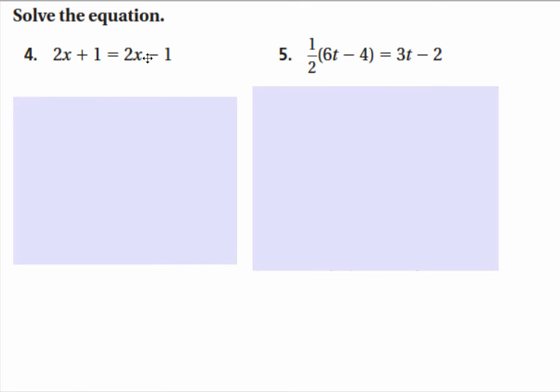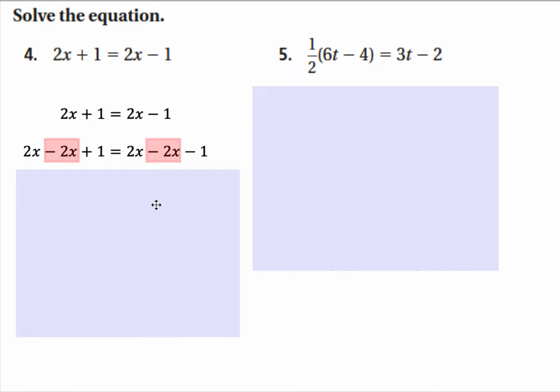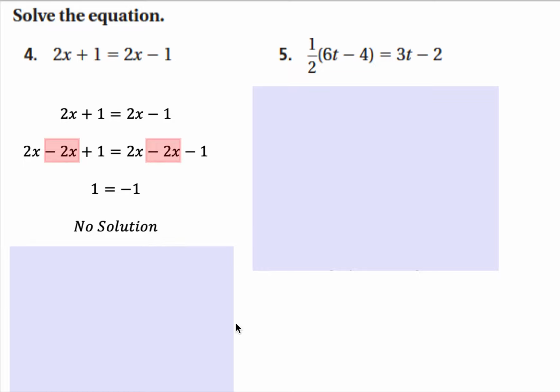2x plus 1 equals 2x minus 1. All right. First thing, pick one of the x's. Let's get rid of it. So we'll subtract 2x from both sides. Here I've highlighted it in red to show I've done it on both sides. Now 2x minus 2x, that's going to be 0. And 2x minus 2x, that's going to be 0. I'm left with 1 equals negative 1. Now this is a false statement, so this one has no solution.